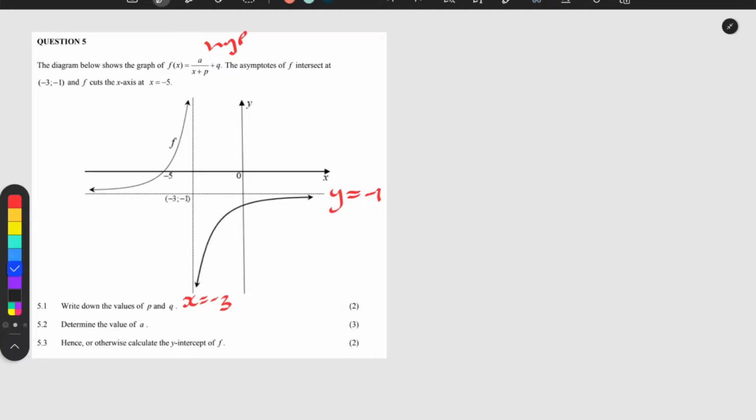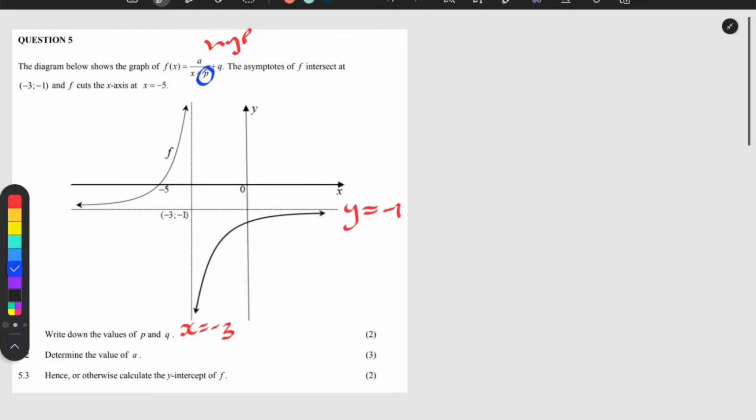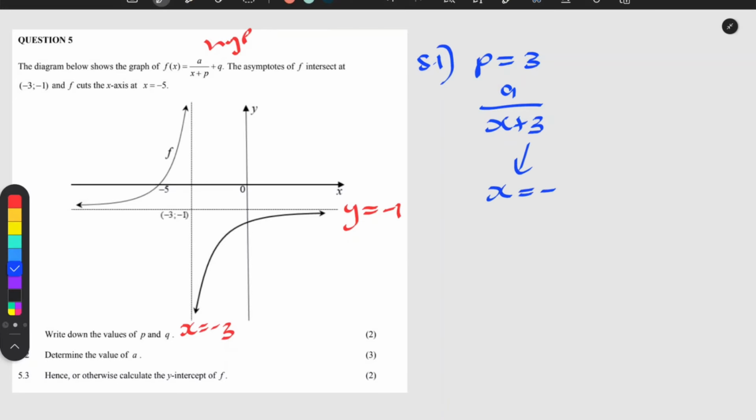5.1 says, write down the values of p and q. Okay, so our p and our q refer to our asymptotes. So this p refers to the vertical asymptote. At the moment, it's a plus p. So if the vertical asymptote is at -3, then there should be a plus in the equation. So our p is equal to 3. So let's just check if this is 3. Yes, then the asymptote is x is equal to -3.